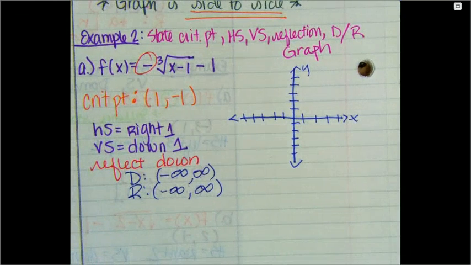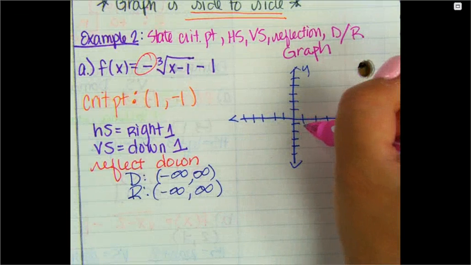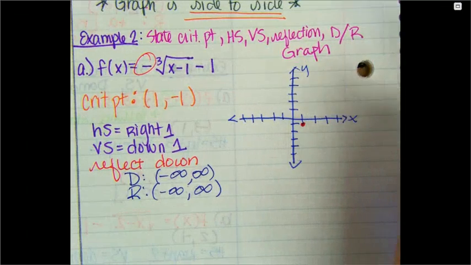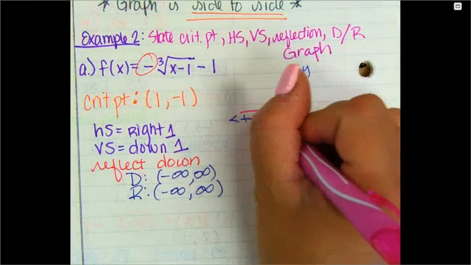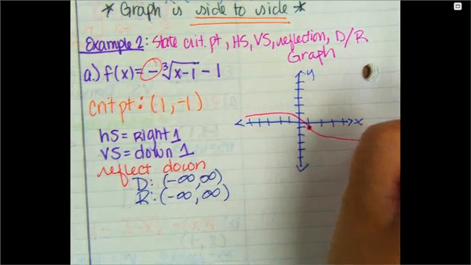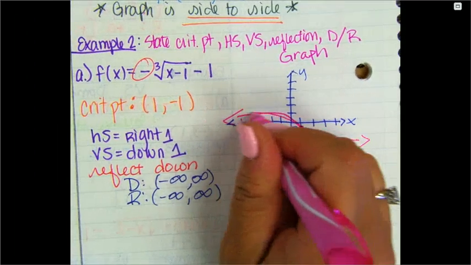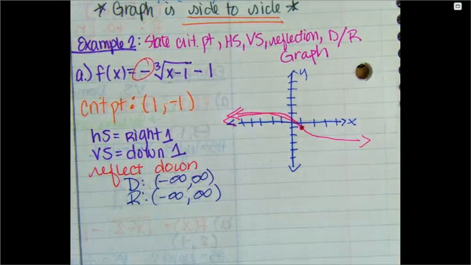Where are we starting? 1, -1, which is our critical point, which just says you have some above it and some below it. So, like that. This should be pointing that way. There we go. One more. Let's see if I can squeeze it in here.